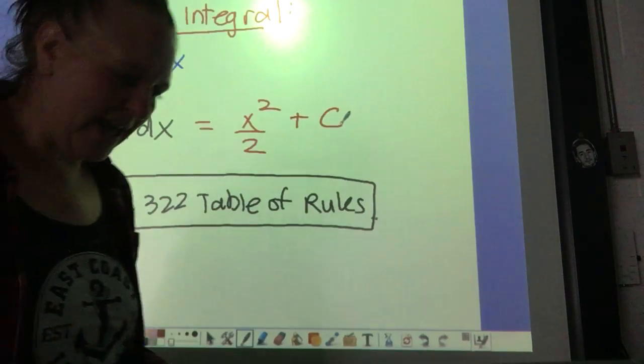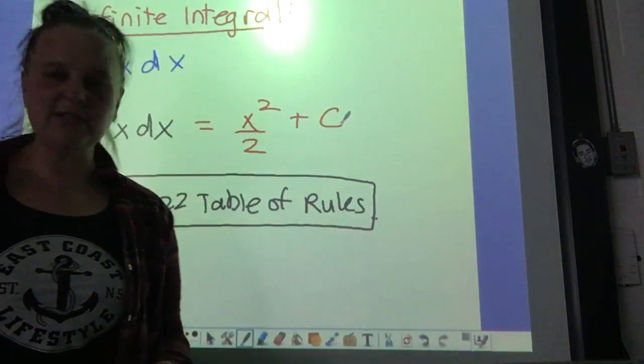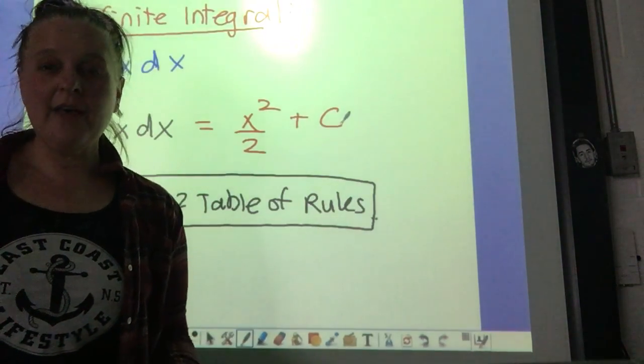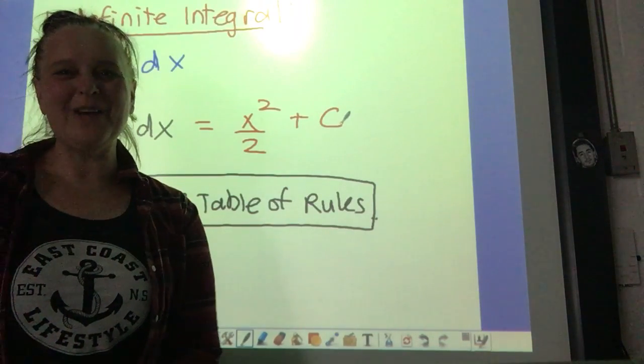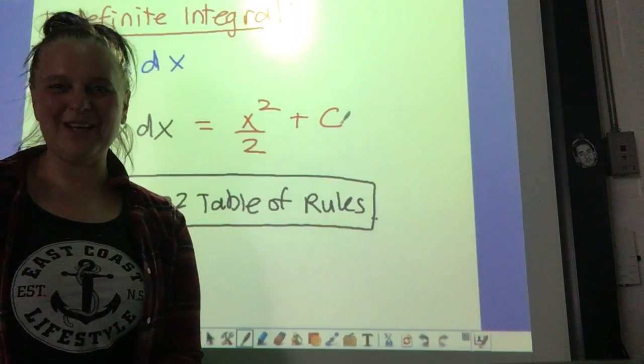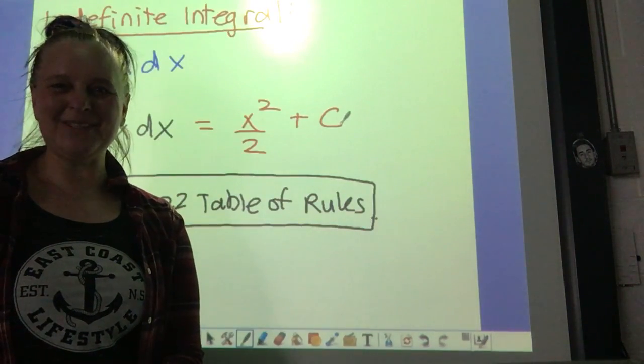You can try that lesson today, and then next lesson we're going to look at the definite integral. Then we're just looking at area under a curve. We have a couple more topics and we're almost done, so hang in there, but now we get to do some fun integral work to end this course. Okay, good luck.